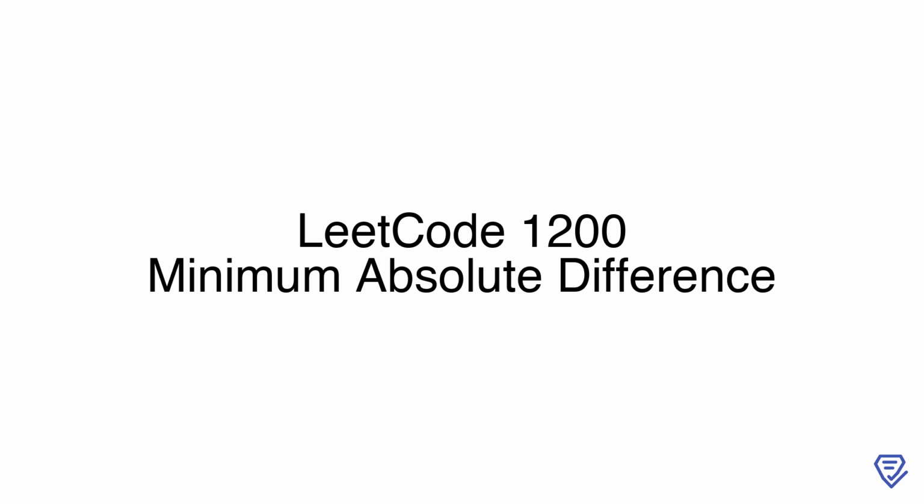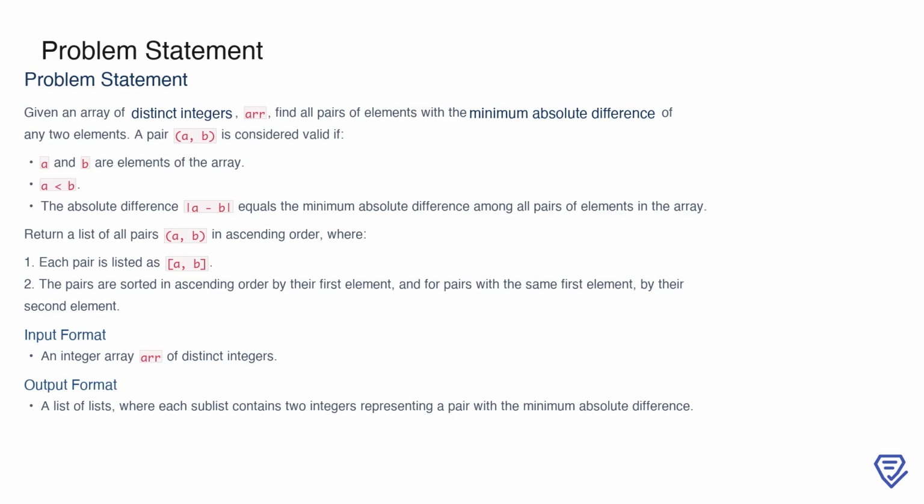Let's dive in. In this problem, you're given an array of distinct integers, and the goal is to find all pairs of elements that have the minimum absolute difference between them. For example, if two numbers in the array are close to each other, their absolute difference will be small. A pair, represented as A, B, is valid if both numbers are present in the array. The first number is smaller than the second, and their absolute difference is equal to the smallest difference possible among all pairs in the array.